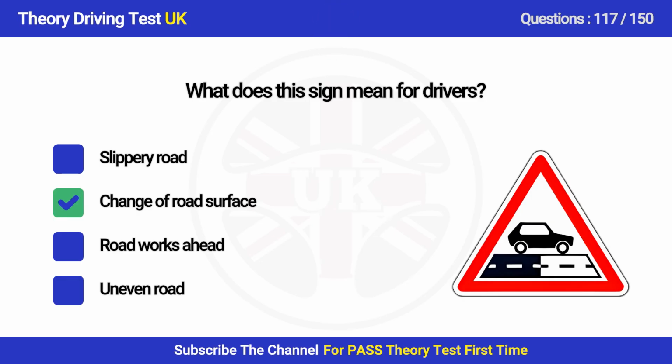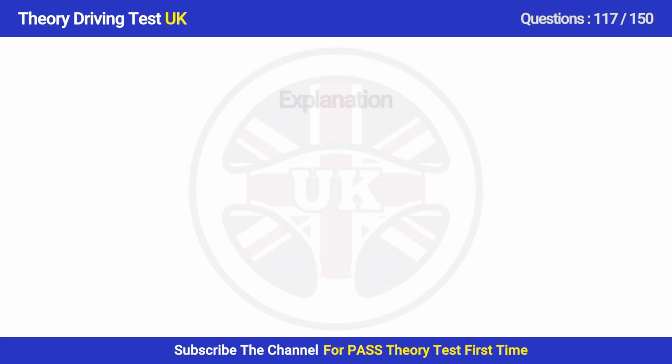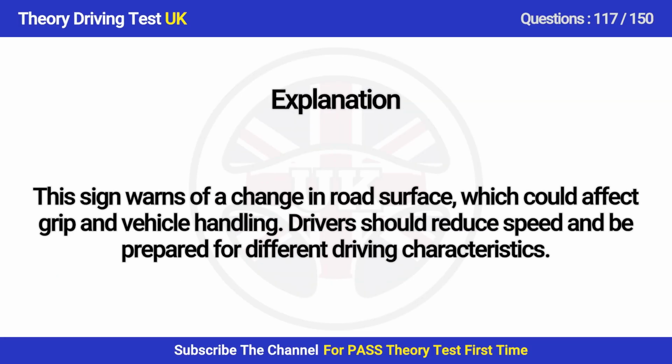Answer is B. Change of road surface. This sign warns of a change in road surface, which could affect grip and vehicle handling. Drivers should reduce speed and be prepared for different driving characteristics.